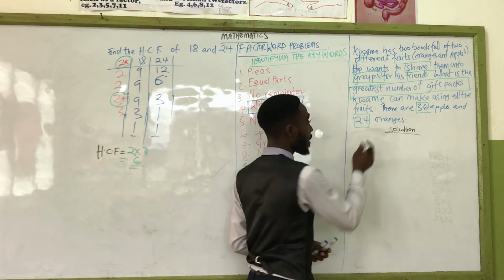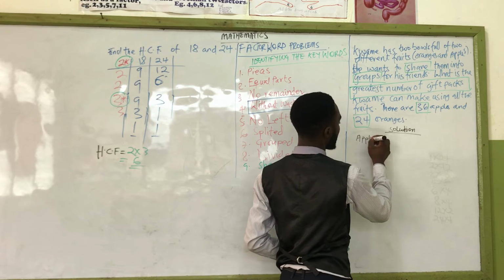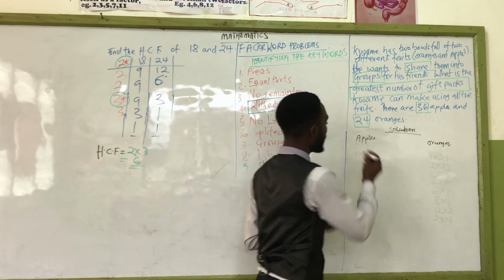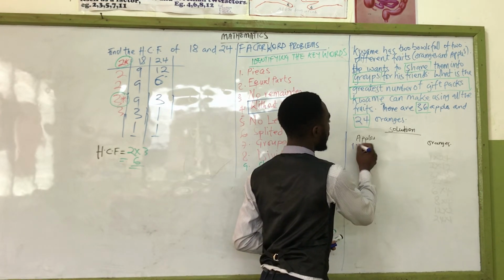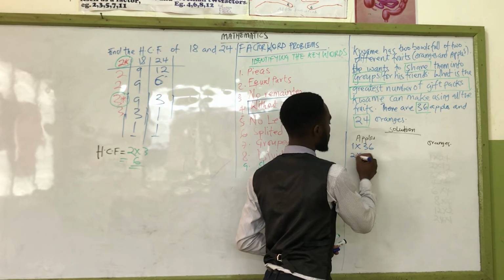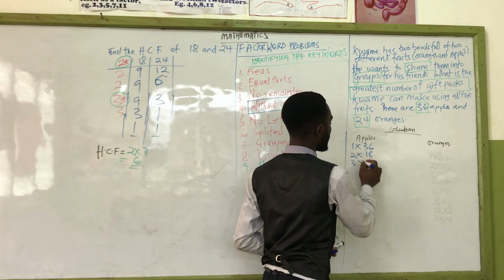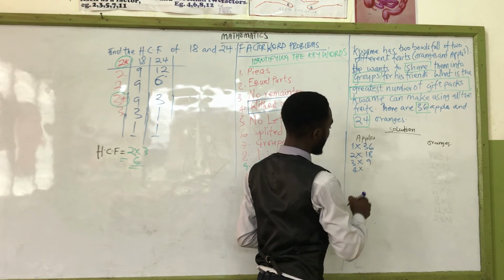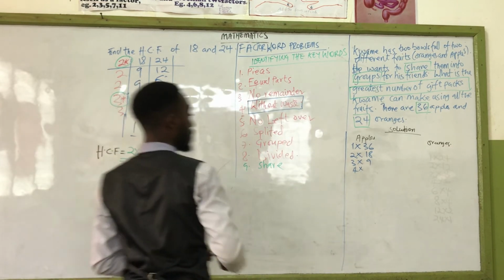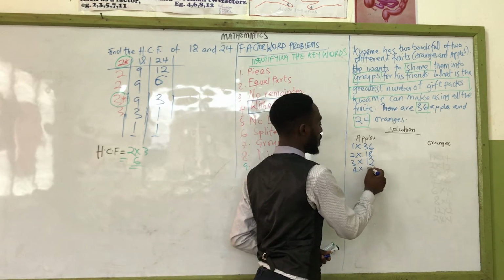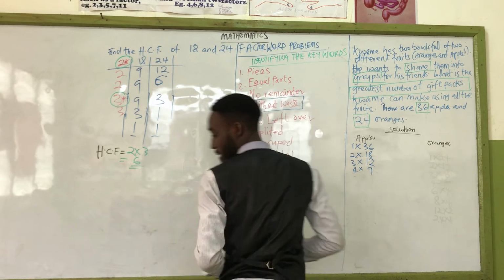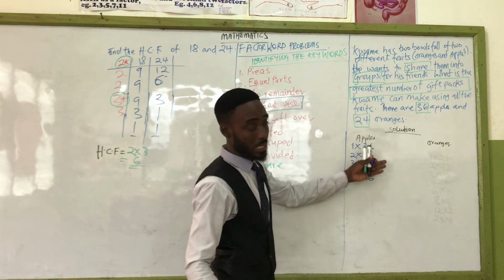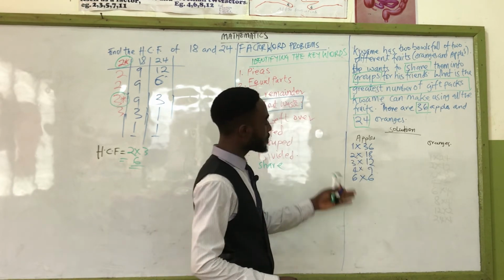Now for the apples and then the oranges. Okay, so apples can go this way. We can have one group of 36, two groups of 18, three groups of 12, four groups of 9, and 6 groups of 6.